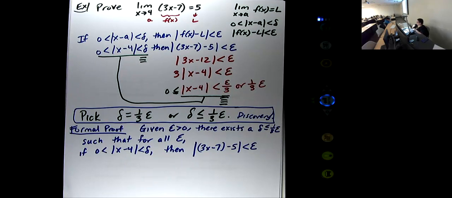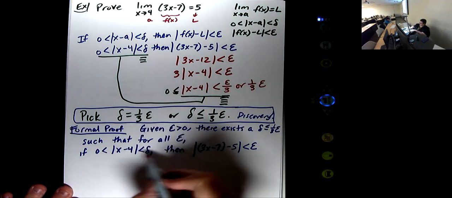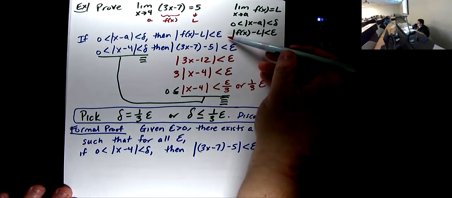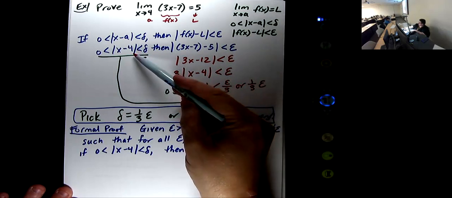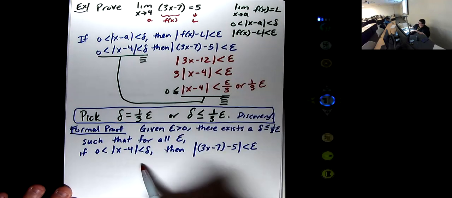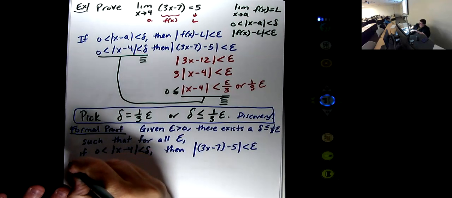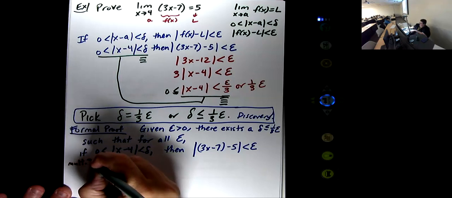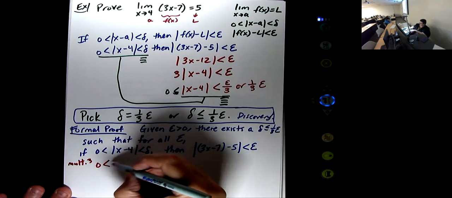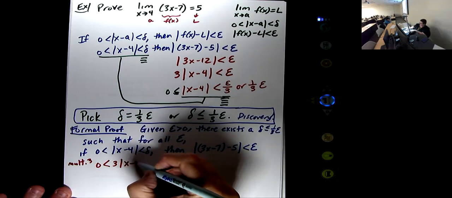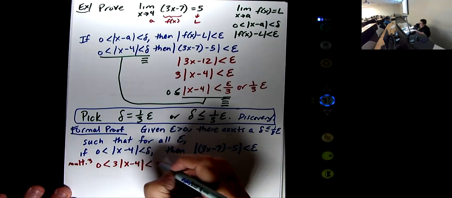We start with a statement in the proof, and then we prove the if. On the epsilon side, we start with f of x minus L, and we got to the delta one. Now we start on the delta side and we go to the epsilon side. I can multiply that by 3. And I get 0 is less than 3 times the absolute value of x minus 4 is less than 3 delta.